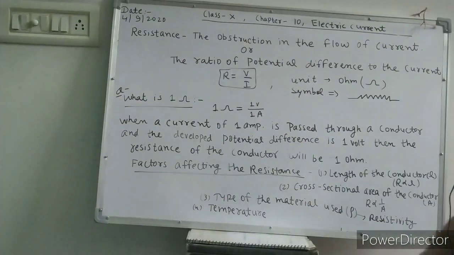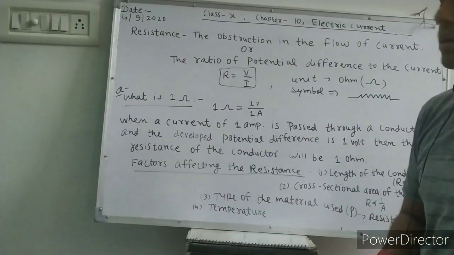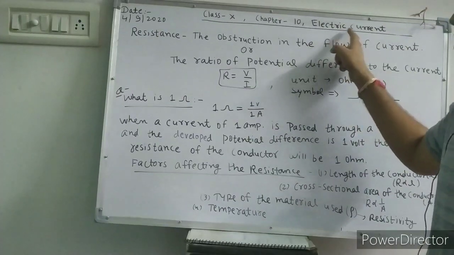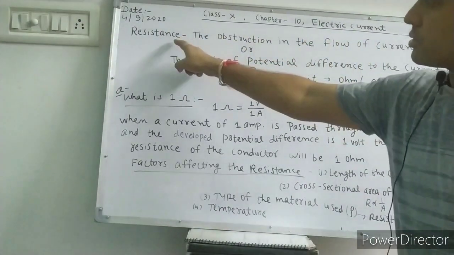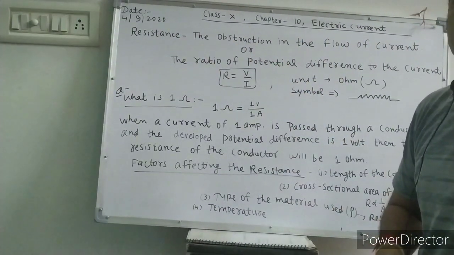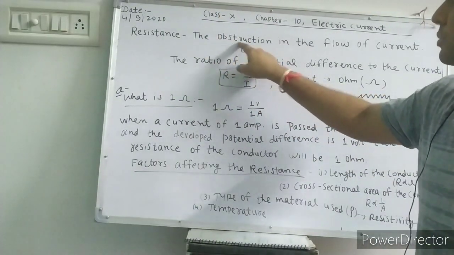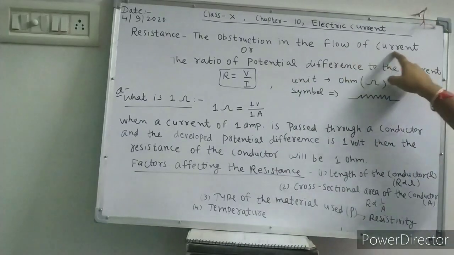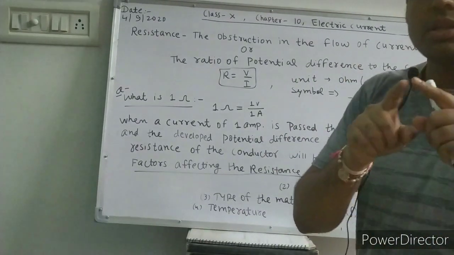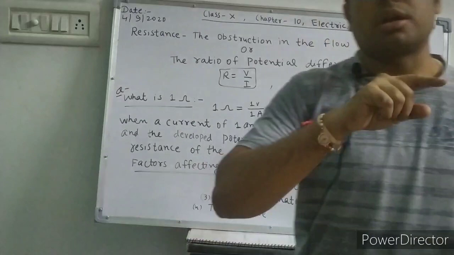Hello students, today we start a new topic from chapter 10, electric current. The topic is resistance. The definition of resistance is the obstruction in the flow of current. In the circuit, current is flowing.